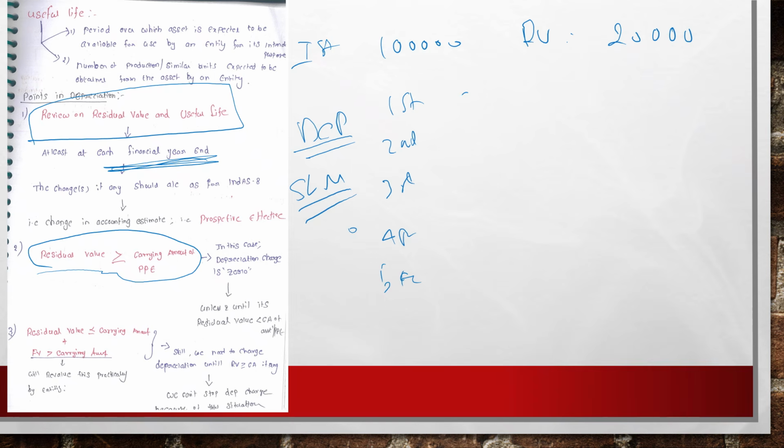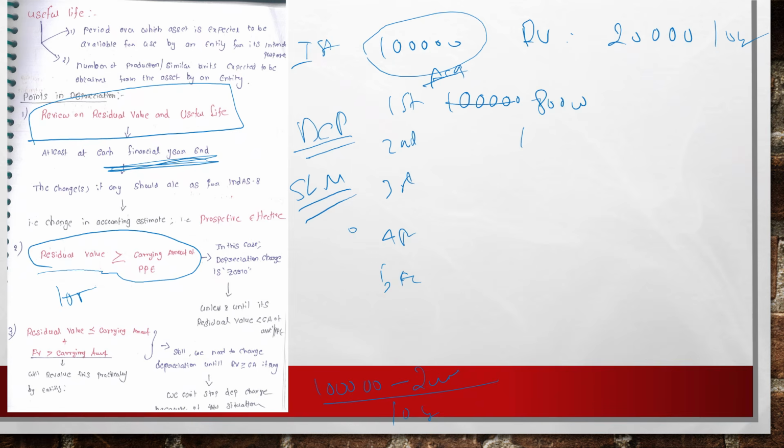So this is the opening asset, and the gross value you can know. The accumulated depreciation I am scheduling. So what is the depreciation? Our formula is 1 lakh minus residual value 20k, divided by useful life of 10 years. So 1 lakh minus 20,000 is 80,000, divided by 10, so 8,000 is your depreciation for the first year.